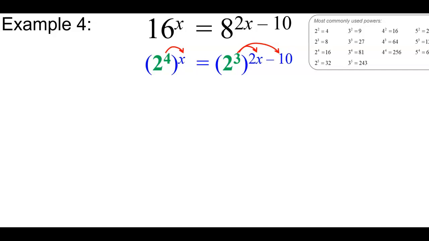All right, now 4 times x is what? 3 times 2x is what? 6x. 3 times negative 10. Negative 30. All right, so we get 4x on the left side, 6x minus 30 on the right side for our exponents. And again, cross out the base. And then you get 4x equals 6x minus 30.